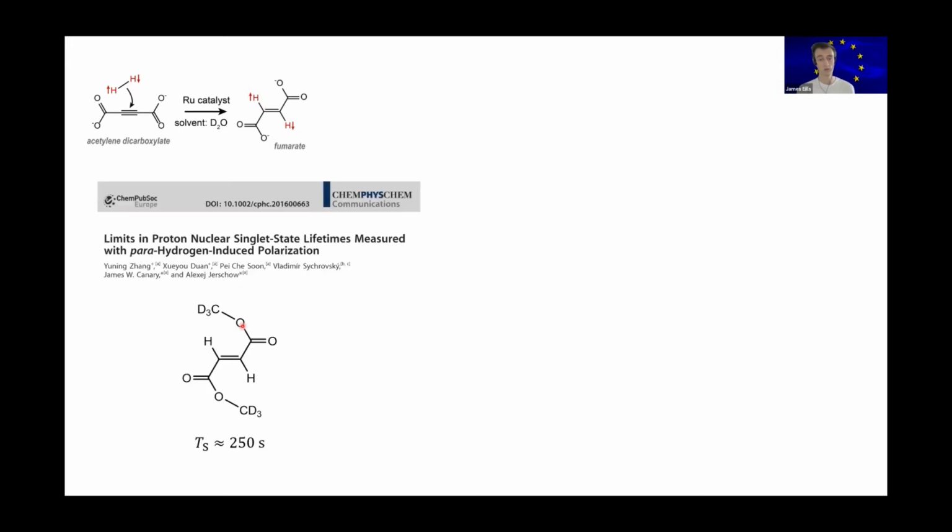And the idea is that, well, Alexei Yershov has shown that proton singlet state in dimethyl fumarate can be very long-lived in deuterated solution, like hundreds of seconds. And we are hoping, and we don't know, this is really unknown at this point, we're hoping that might also be relatively long-lived in aqueous solution.